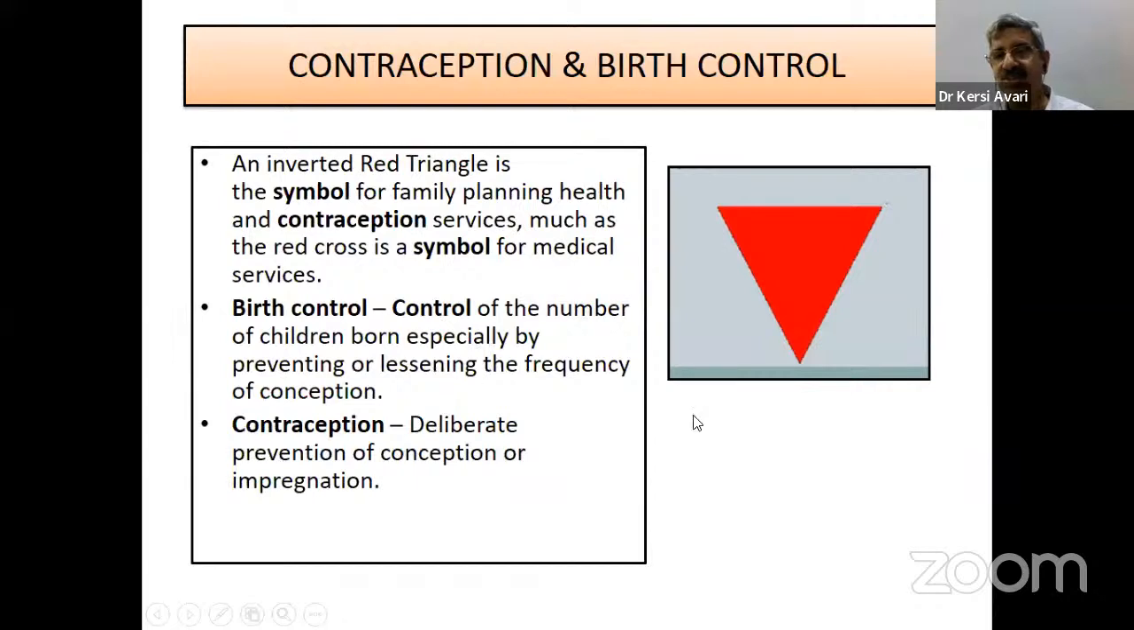So this is a famous triangle. The inverted red triangle is a symbol for family planning and contraceptive devices, just like the Red Cross is a symbol for medical services. The goal: birth control. Control the number of children born, especially by preventing or lessening the frequency of conception. Contraception is basically intentionally preventing it; we know that we are preventing it, whereas birth control is a generalized terminology.